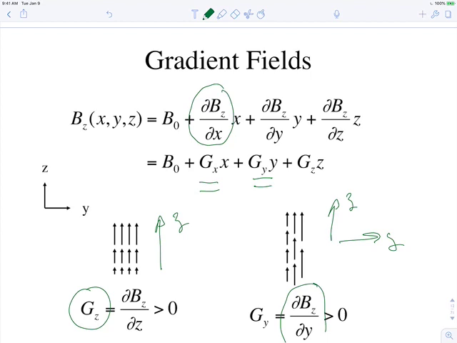So we can write the field at every location as some main field plus these additive gradient fields. And that's the whole key to MR, is that by controlling these gradient fields, we can move around in Fourier space.